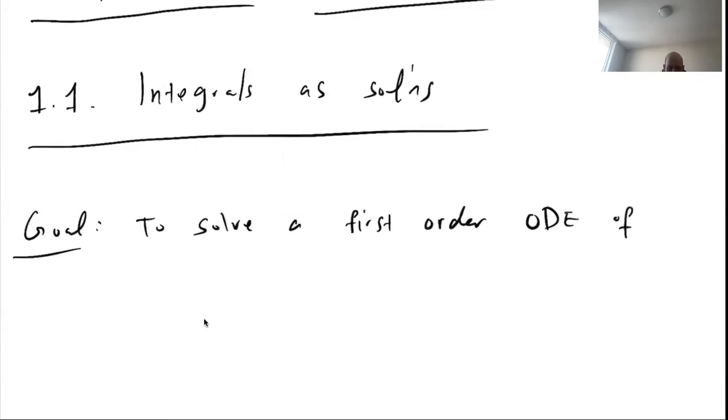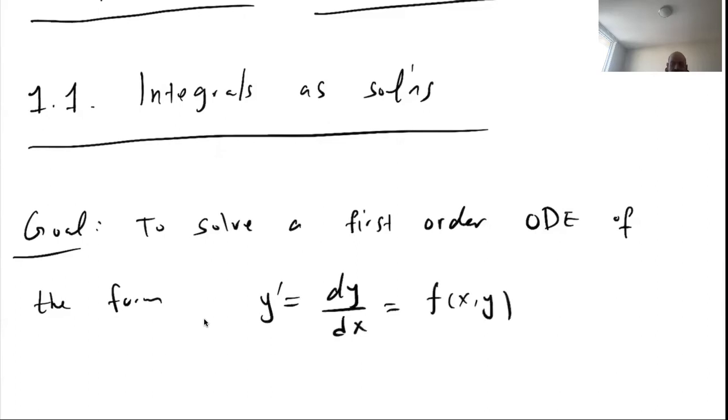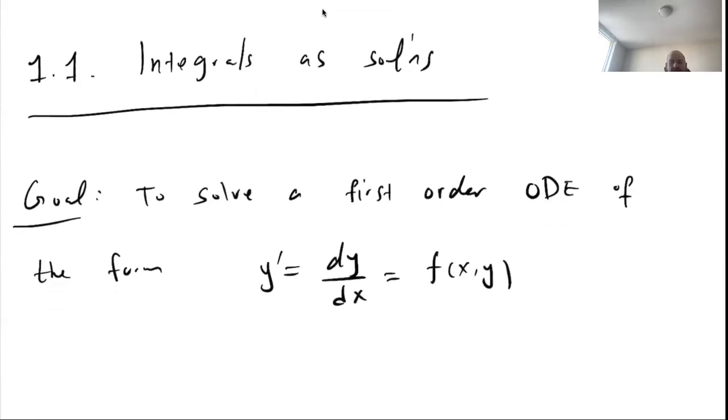of the form y prime equals f of x and y. Or y prime, I mean dy over dx. So again, x is the independent variable here. So y prime equals dy over dx equals f of x and y. We want to solve a differential equation of this form.